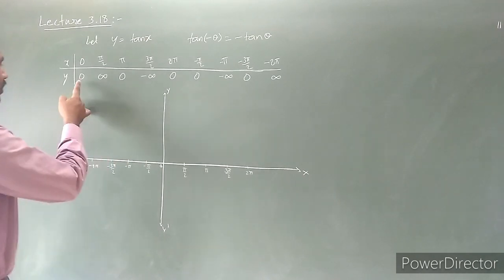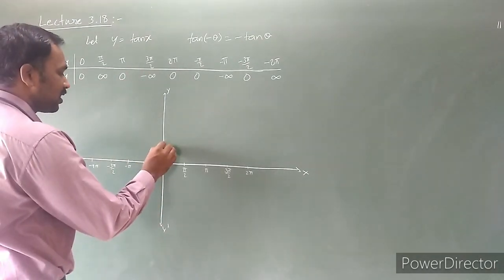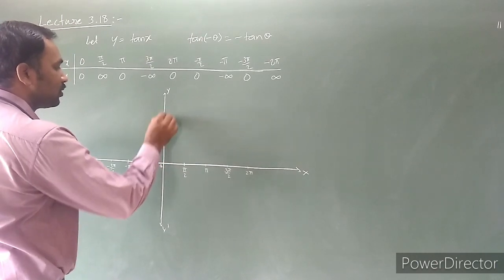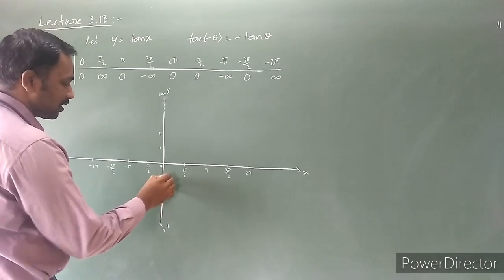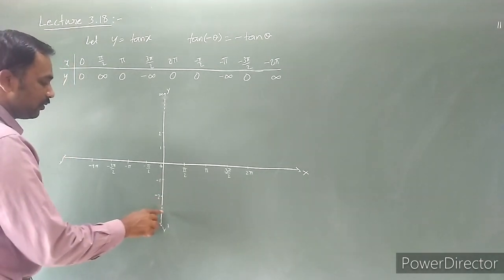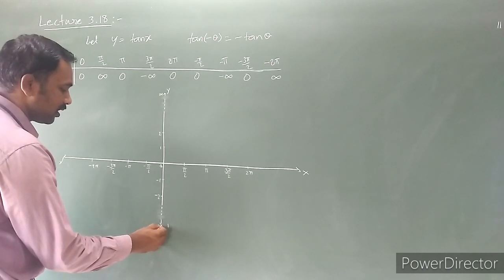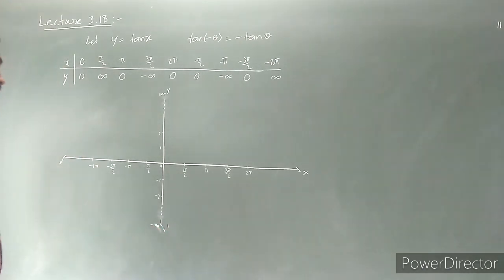On the y axis, 0 to infinity is that, 0 to negative infinity is that. So I just take 1, 2, 3, and so on up to infinity. Here also minus 1, minus 2, and so on up to negative infinity. So here negative infinity is there. Okay, so plot the points.